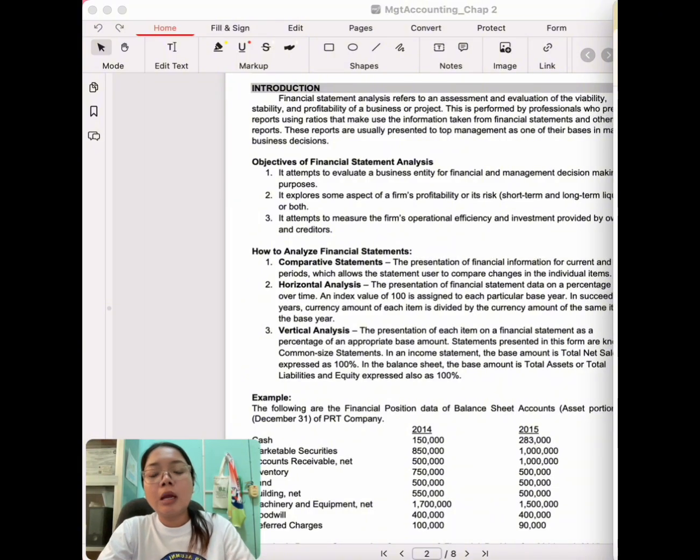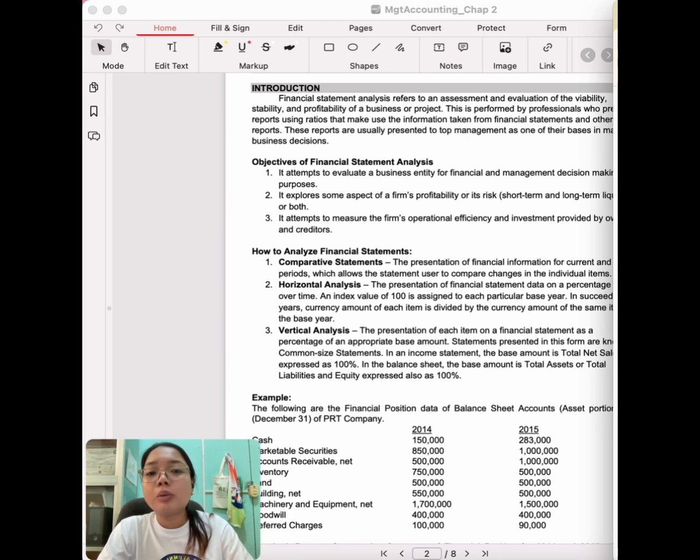So, for example, kunwari yung isang company, they may report high sales, mataas yung sales nila, but if kunwari yung expenses nila ay masyado ring mataas, then yung profit nila ay mababa pa din, 'di ba? Or let's say another company may have high profits but very little in cash. So that can also create problems kasi the company may have difficulty paying its immediate obligations. So yung analysis, it gives meaning doon sa mga numbers.